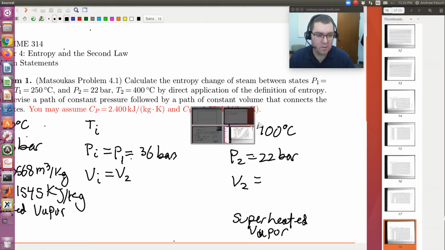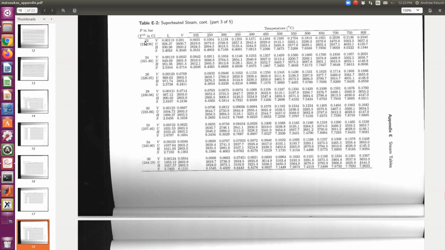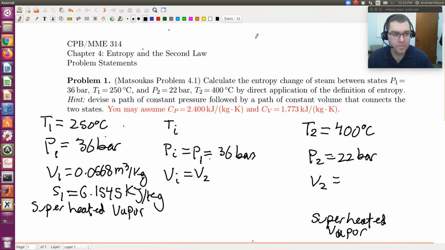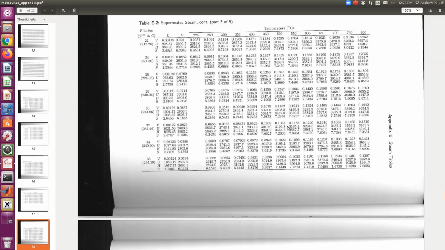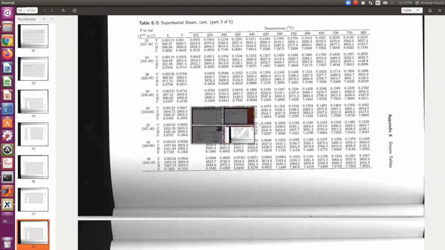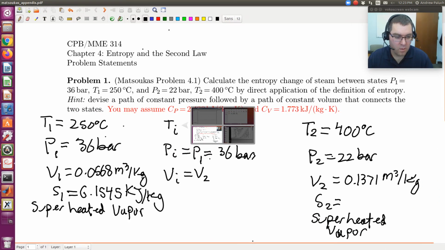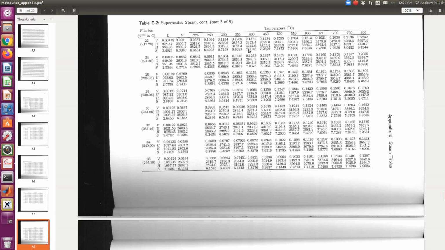So at 22 bars, 400 degrees C is on here. I can read off V at 0.1371 meters cubed per kilogram. And let's just read off entropy, because again, we could, in theory, just use that to calculate the change in entropy. So 22 bars, 400 degrees C, V is 0.1371, and then entropy is 7.0813.